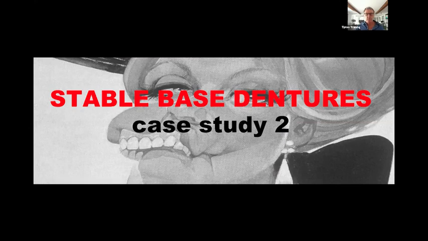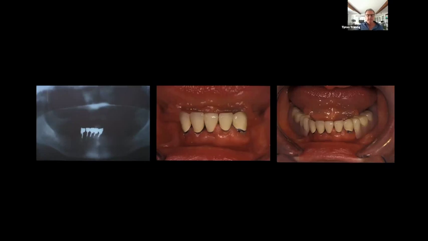Easy, straightforward case. Okay, let's look at some other types. Okay, next study. This is a difficult case. So we've got somebody completely edentulous in the upper jaw, and look what he's got remaining. He's got 5 post crowns remaining in the lower.